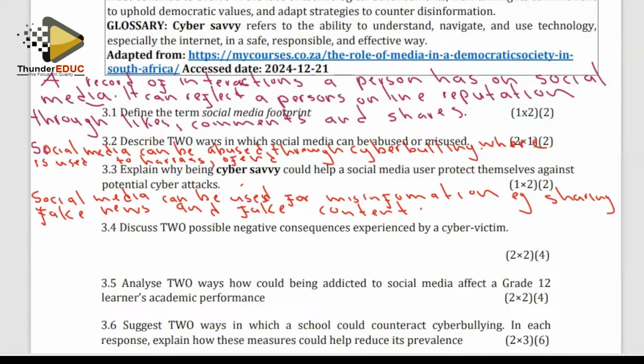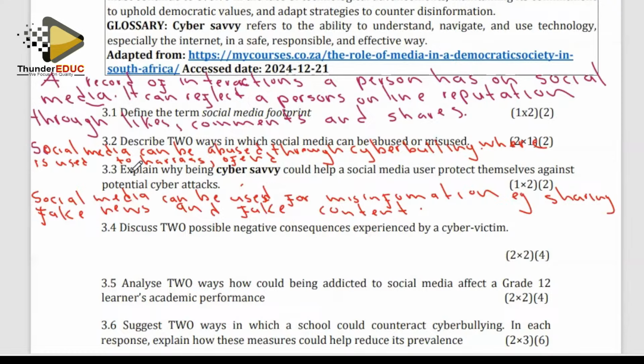Then other methods can also include invasion of privacy, whereby people access people's information without their prior permission. Then we also have posting of offensive content, then online scams. Then we also have impersonation and other wrong things. So those are the several ways in which social media can be abused.